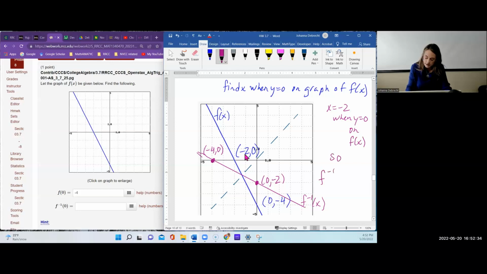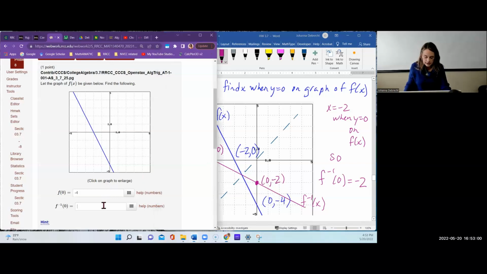That means that f inverse of 0 on the other one is going to give us -2. Notice on the inverse function that when x is 0, the y coordinate is -2. This gives you a way of finding it without actually having to graph it or find the other equation. You didn't need to graph the inverse to know that. This gives me -2 for the second solution.